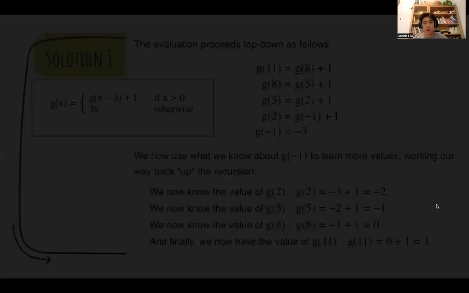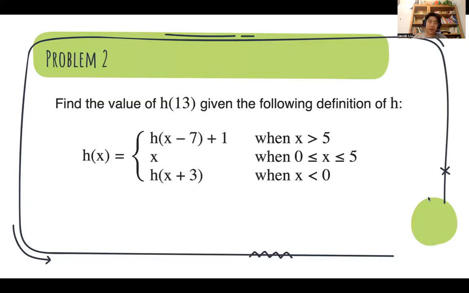Okay. Now we'll try another problem. Find the value of h of 13 given the following definition of h. So yeah, take a minute to read through this, and pause the video, resume the video if you finish or get stuck. Okay, now we're gonna work through this together.